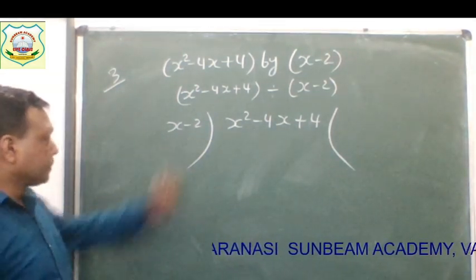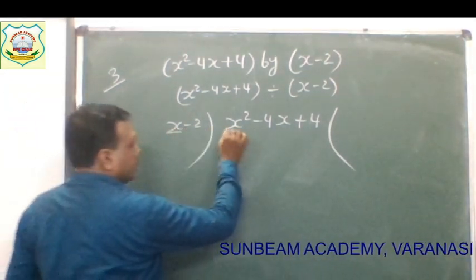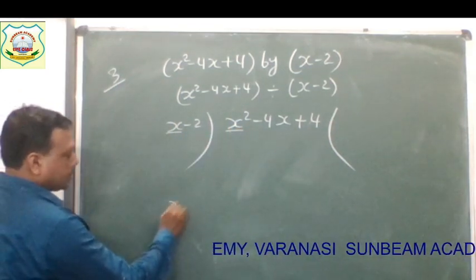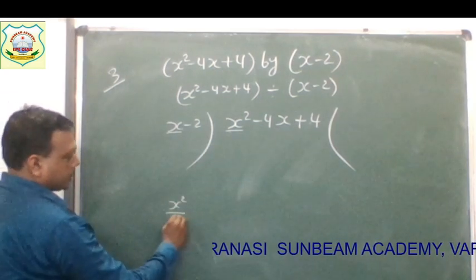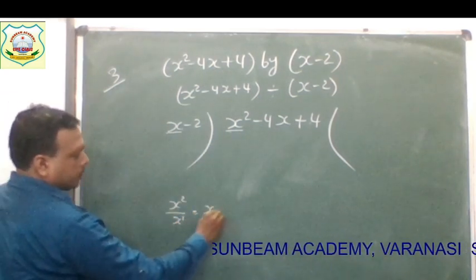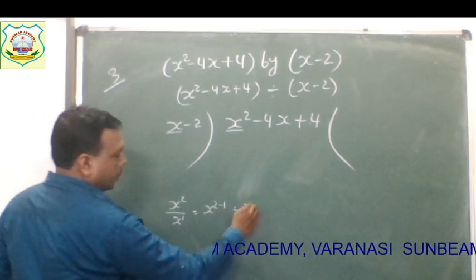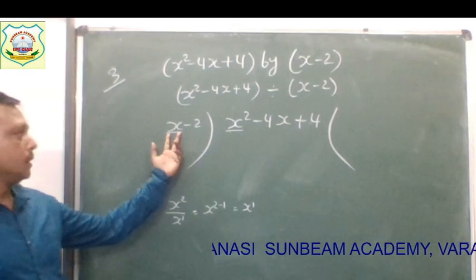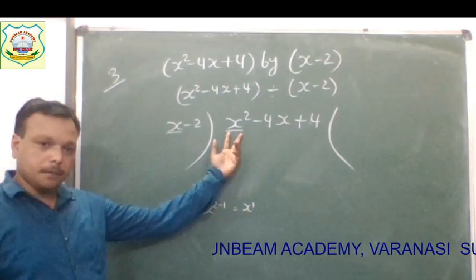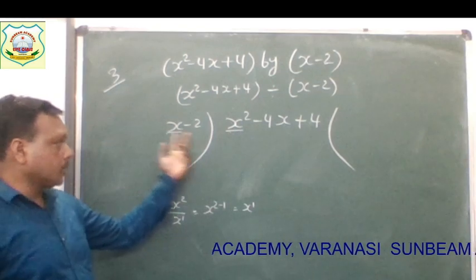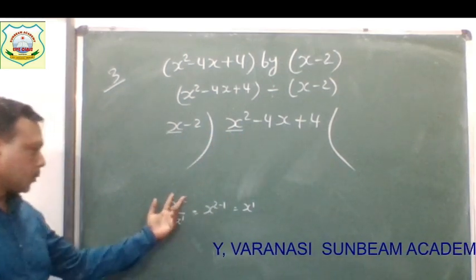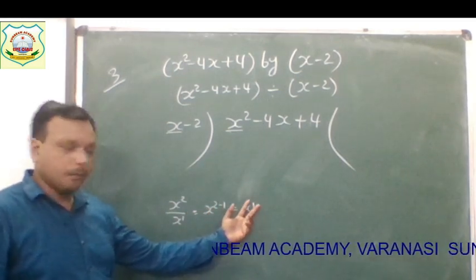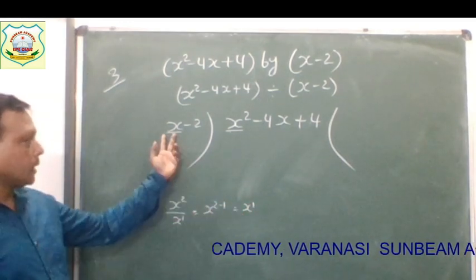This first part, here first part, x square. Now we will check here, x square upon x, this is 1, divide 2 minus 1, that is x power 1. So when you multiply x into x, we get x square. We have taken its first part, x square upon x power 1, and x power 2 minus 1 is x power 1. So x into x, that is x square.